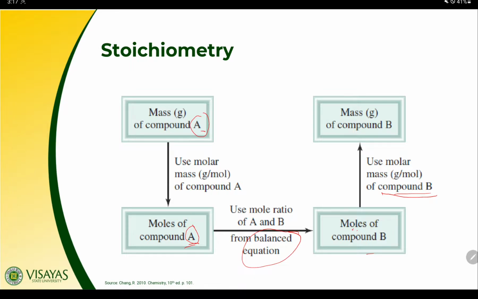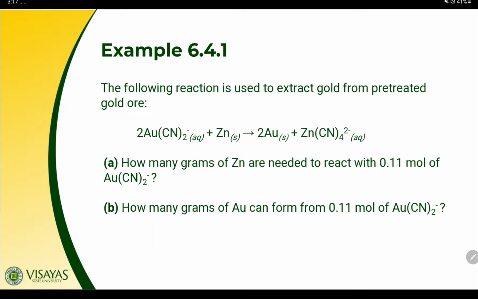Okay, so in converting mass to mole of the same compound, we only use molar mass of that compound. But if we want to convert mass or mole of one compound to another, we now use a balanced chemical equation. So let's have an example. The following reaction is used to extract gold from pretreated gold ore. So we have this equation.